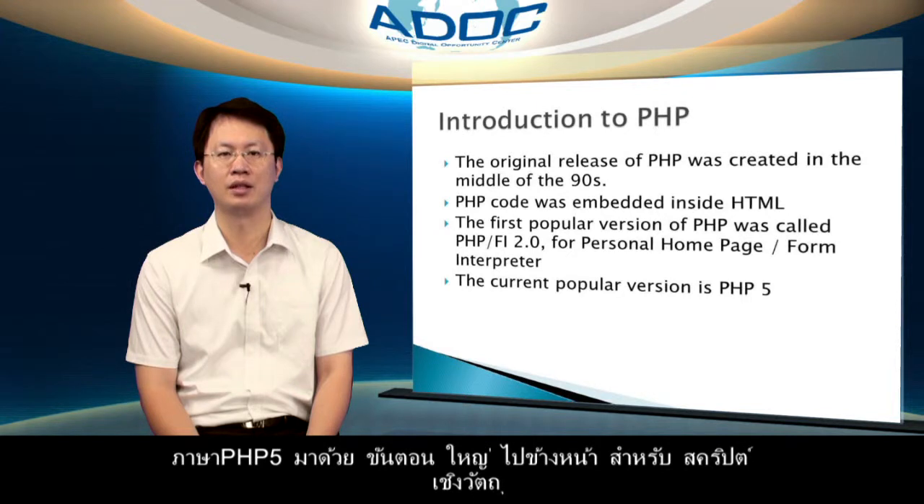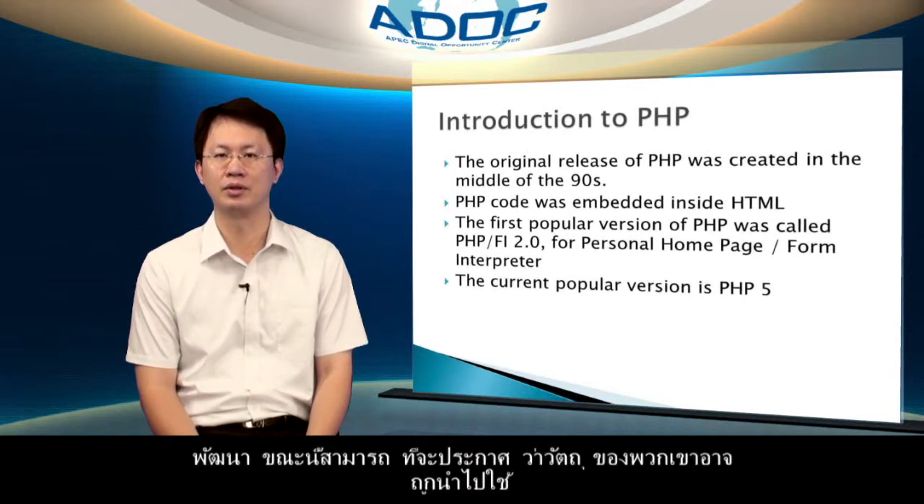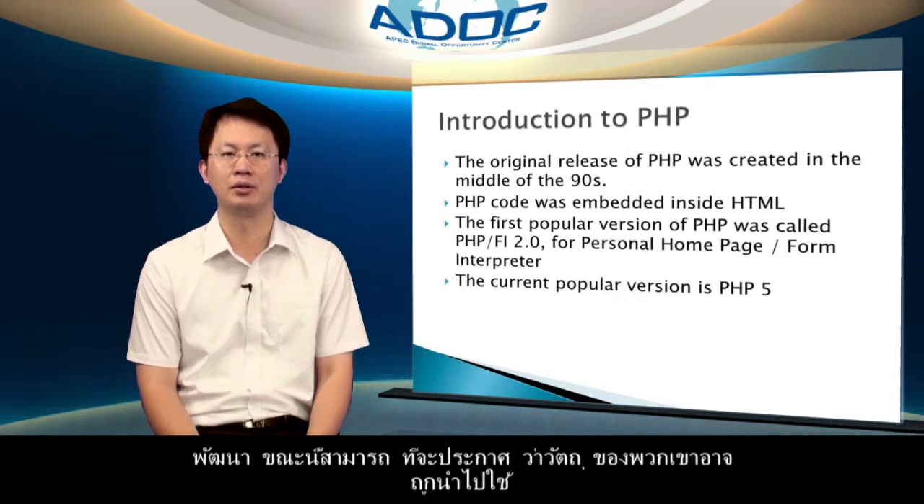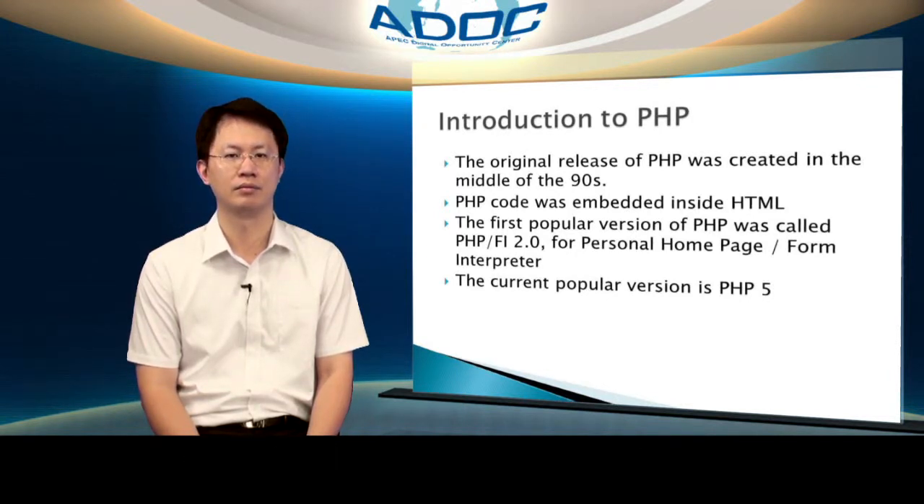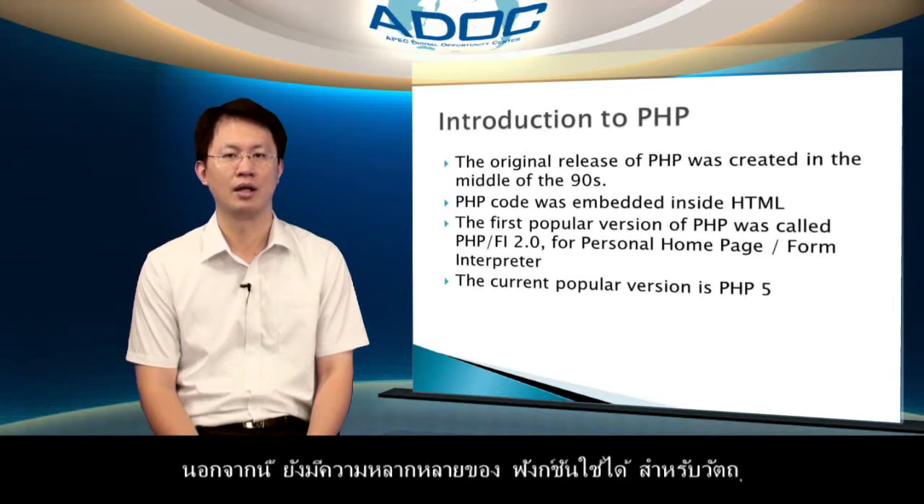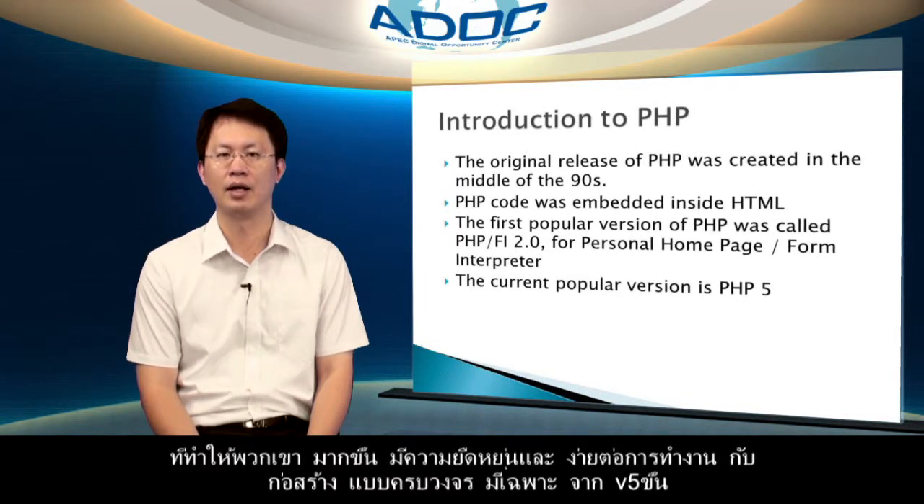PHP 5 brought with it huge steps forward for object-oriented scripts. Developers are now able to declare how their objects may be used, which makes it easier for one developer to work with another's code. Furthermore, there is a wide variety of functions available for objects that make them much more flexible and easy to work with. Unified constructors are only available from version 5 upwards.